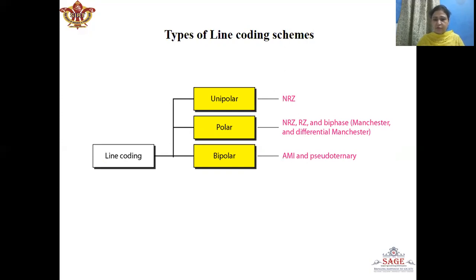Biphase is again of two types: Manchester and differential Manchester. And the bipolar line coding method is categorized as AMI and zero-ternary. Now, in this lecture, we will consider unipolar and polar encoding methods.